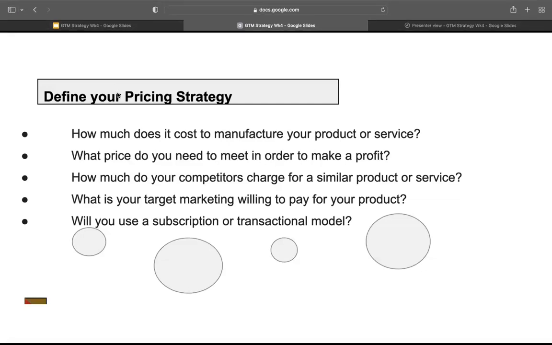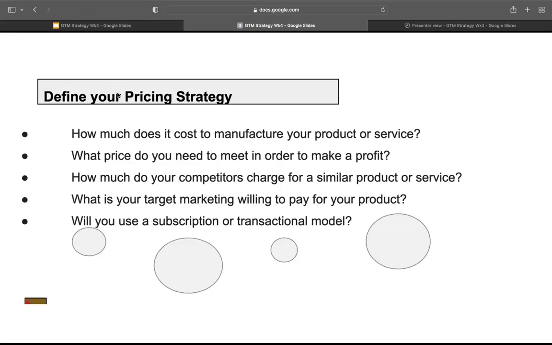Okay, so I was talking about defining your pricing strategy. The first thing you should take note of is how much it costs to manufacture your product or your service. Then, what price do you need to meet in order to make a profit? How much do your competitors charge for a similar product or service?